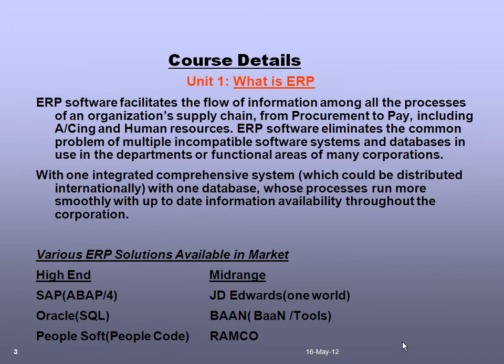So to minimize the cost, or to minimize the effort, and to maximize the productivity, you will be using a software tool that we call ERP. So ERP, by definition, you can say this way, ERP software facilitates the flow of information among all the processes of an organization's supply chain, from procure to pay, including accounting, human resources, right? So your ERP software should facilitate the flow of information across all the processes of an organization.